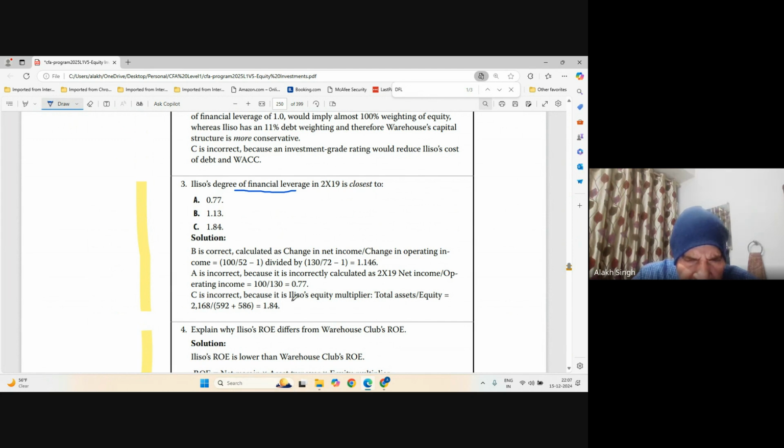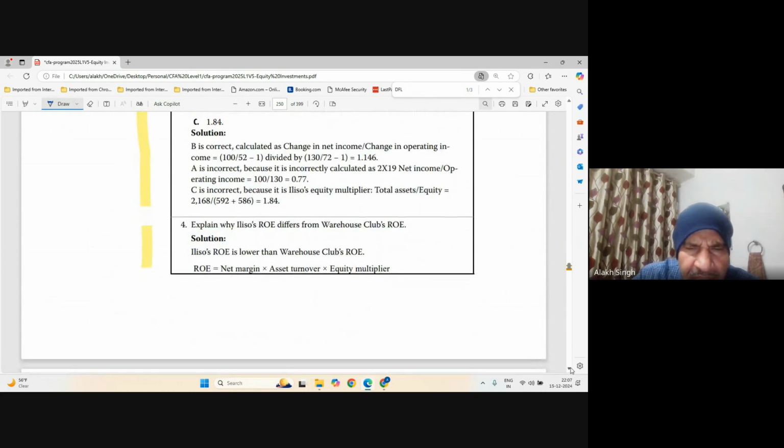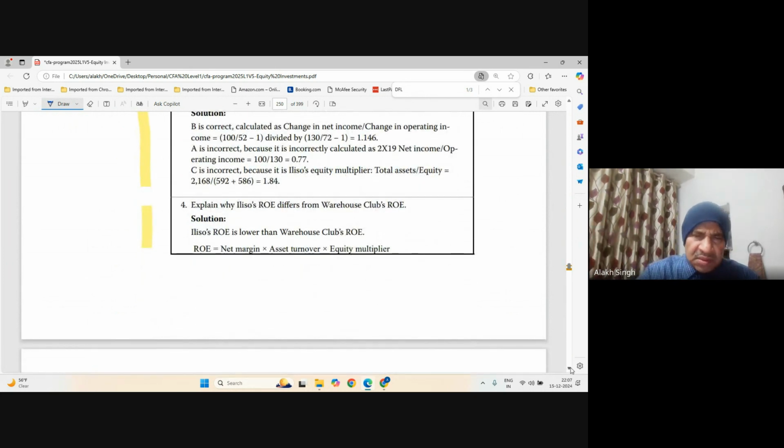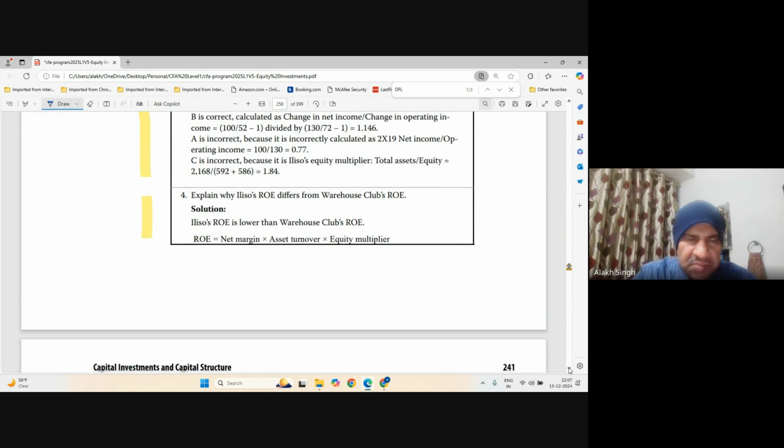Explain why Elisio's ROE differs from return. Again we will have to compare those two financial statements. Leave that also, because it's just simple comparing, meaning the DuPont analysis: net margin times asset turnover times equity multiplier. One of them would be different. So what are these differences?